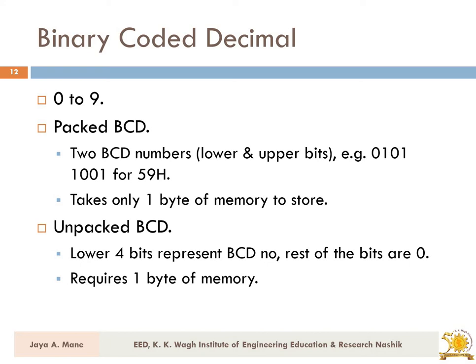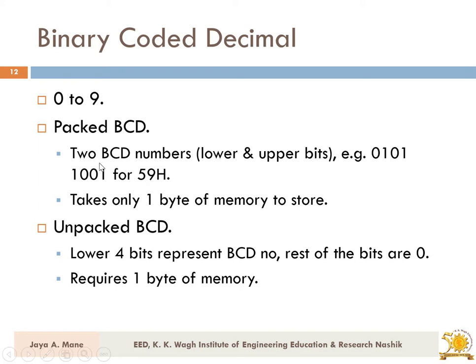There is one more, the unpacked binary coded decimal number. Here you have the lower and the upper bits, but in the case of unpacked numbers, the lower 4 bits alone denote the number. The upper 4 bits will be 0. That means in an unpacked binary coded decimal, the upper 4 bits are all 0000, and only the lower 4 bits denote the number. This also takes 1 byte of memory, but which one would be preferred?